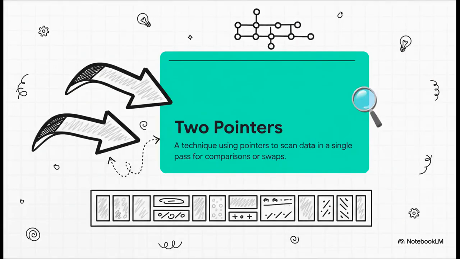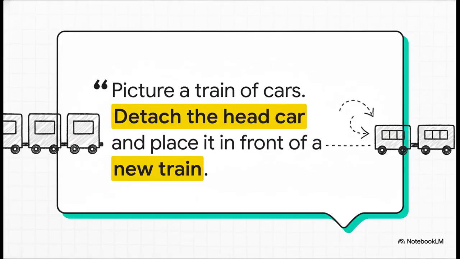Now let's talk about one of the most elegant techniques out there. Two pointers. This lets you process data, usually an array or a list, in a single pass by using two different pointers that move through the data. It's just incredibly efficient. So how does this work for, say, reversing a linked list?